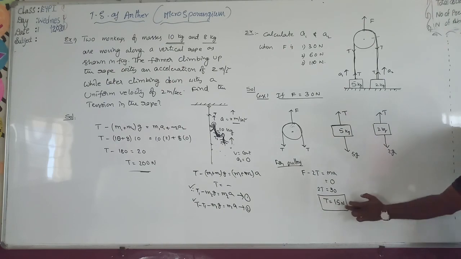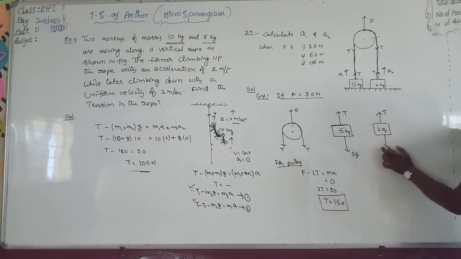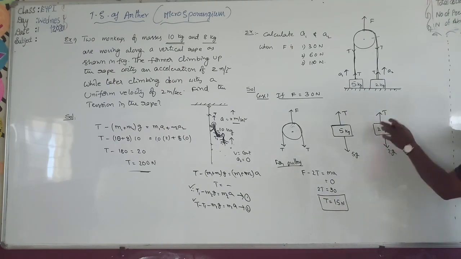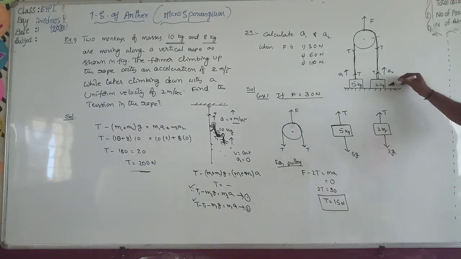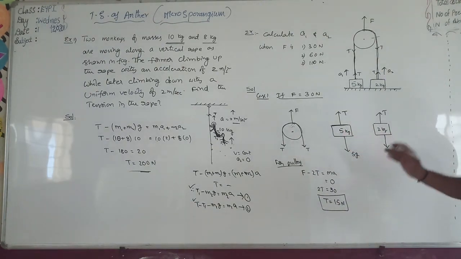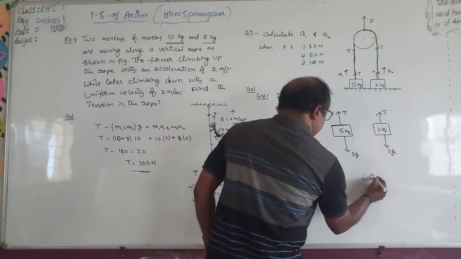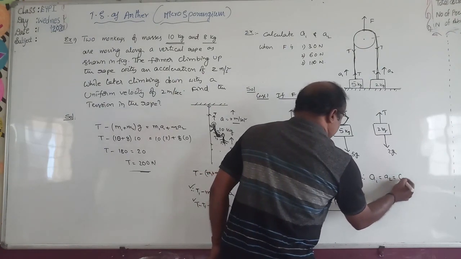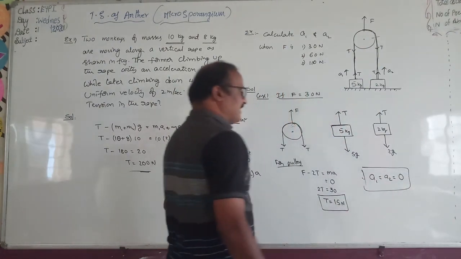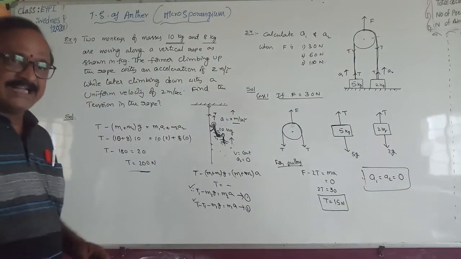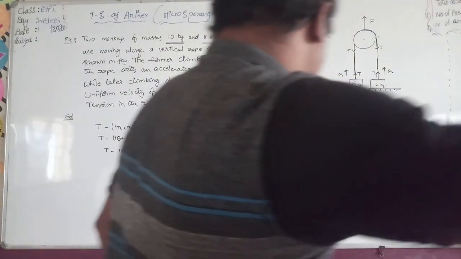The tension is 15 newtons, which is also less than the weight. It is not possible to lift it vertically upward. That's why both blocks are at rest on the horizontal floor. So therefore, in this situation, A1 is equal to 0 and A2 is equal to 0.